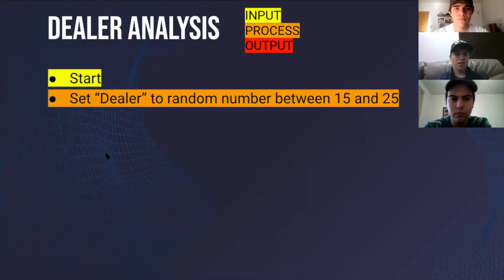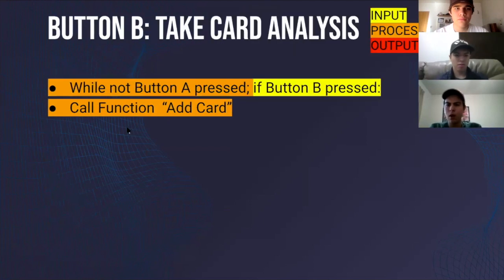Dealer analysis. When the code starts, you set dealer to a random number between 15 and 25. Button B, take card analysis. Well, button A not pressed. If button B is pressed, call the function addCard.